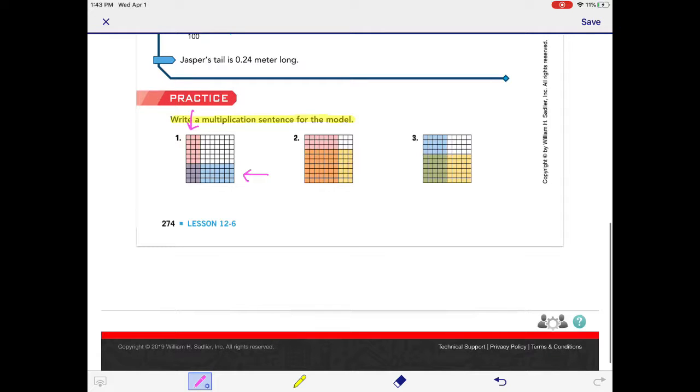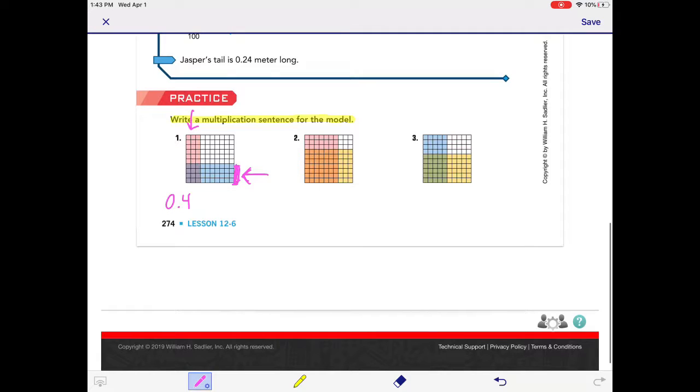All right, so let's look at our horizontal factor. What is this going to be? We can see that there are 1, 2, 3, 4 strips that are shaded. 4 strips that each represent 1/10. So what would be our factor? Our factor would be 4/10. That's the factor that is represented right here by these 4 strips.